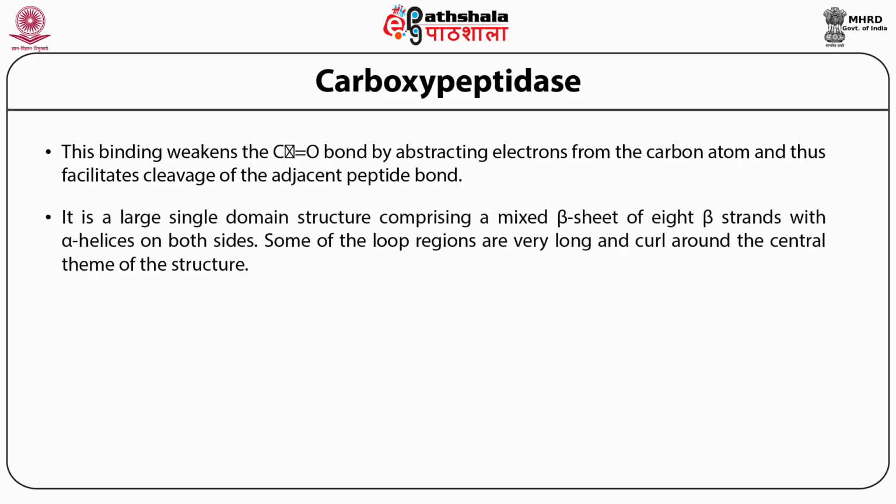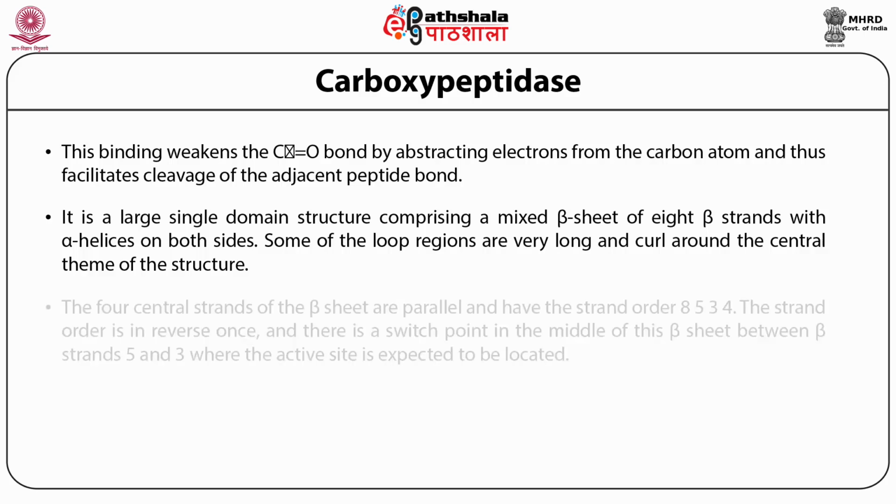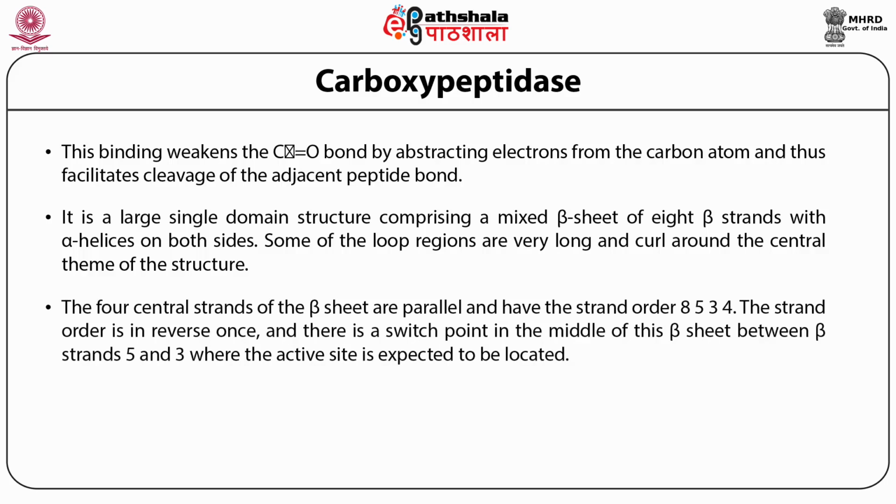It has a large single domain structure comprising a mixed beta sheet of 8 beta strands with alpha helices on both sides. Some of the loop regions are very long and curl around the central theme of the structure. The 4 central strands of the beta sheet are parallel and have strand order 8, 5, 3, 4. The strand order is reversed once, and there is a switch point in the middle of this beta sheet between beta strands 5 and 3, where the active site is expected to be located. This is the location where the catalytically essential zinc atom is found.